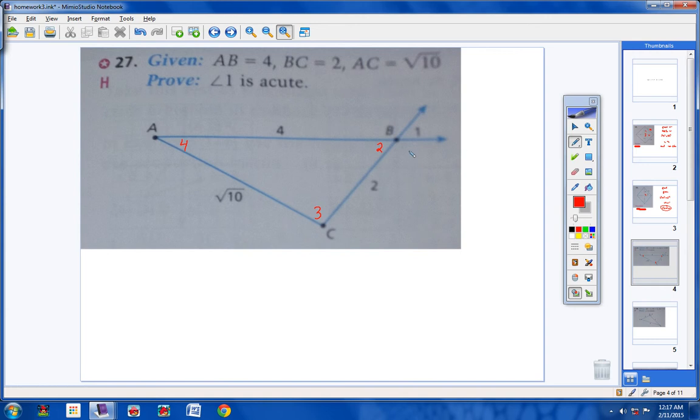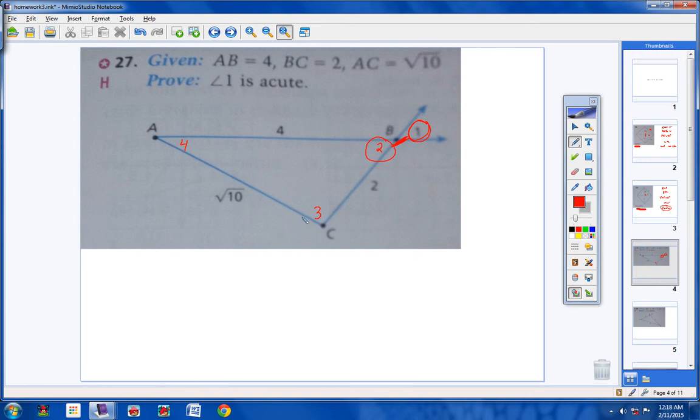Now here's how I think we're going to go about doing this, okay? I think we're going to have to show that angle 2 is acute. And once I show that angle 2 is acute, well, angles 2 and 1 are congruent, so then angle 1 has to be acute. Somehow I'm going to have to use that. I think one way to do that, guys, is to show that I have an acute triangle, or if I can show that I have an obtuse triangle, then I know this.